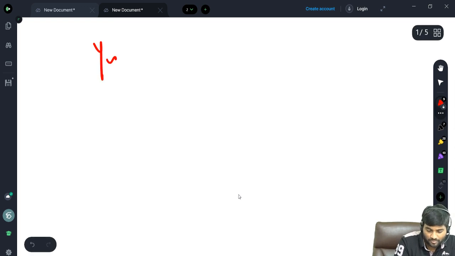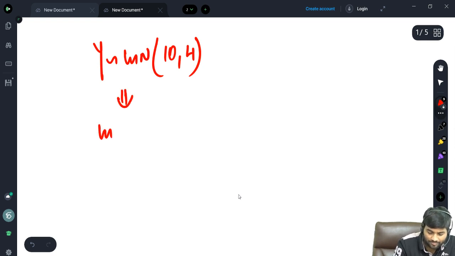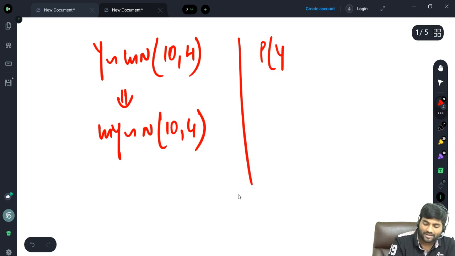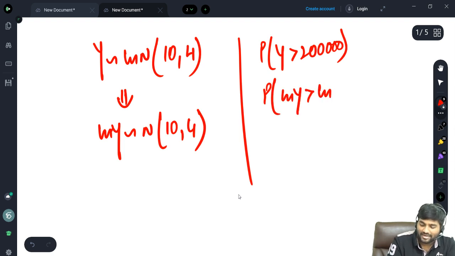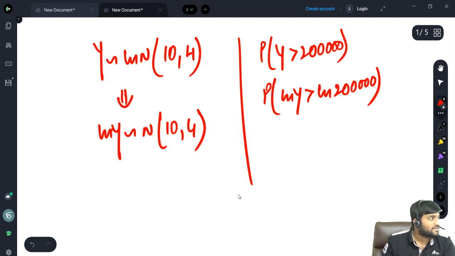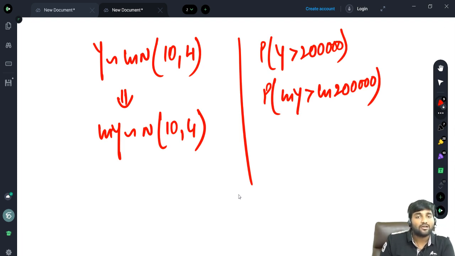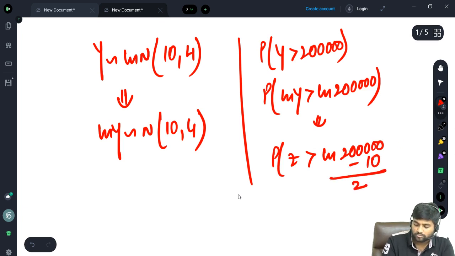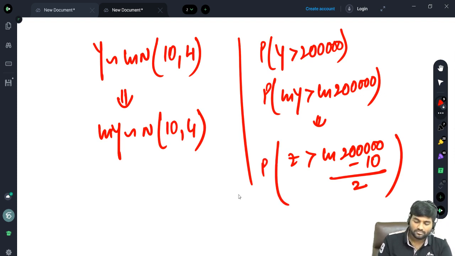Look, Y follows log normal 10,4. What does the property say? ln y will follow normal 10,4. We are asked to calculate probability y is greater than 2 lakh. So probability ln y will be greater than ln 2 lakh. Once we take log on both sides, we have converted it to a normal distribution, and then converting it to a standard normal, which is ln 2 lakh minus 10 by 2. Solve and get the answer.